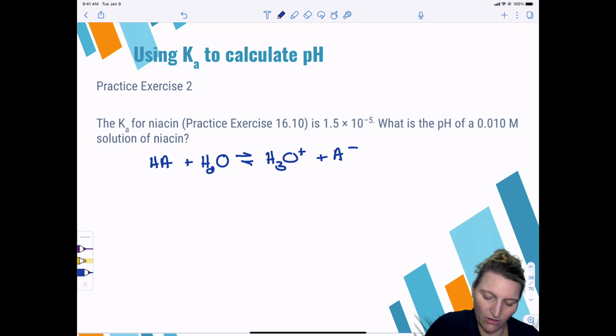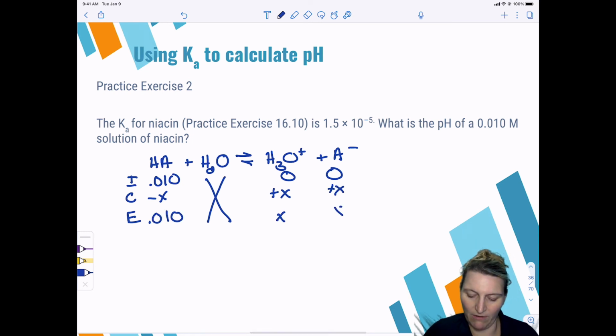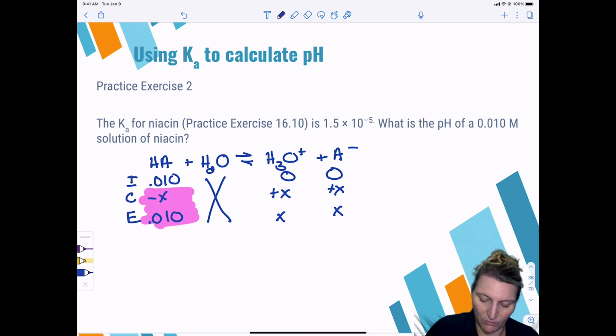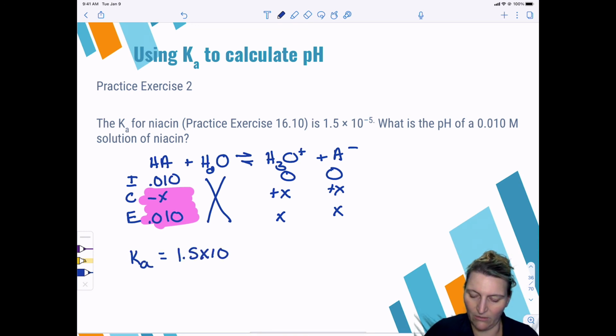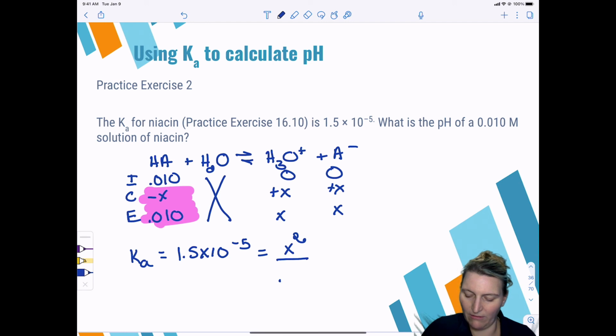What are my initial concentrations? Well, I don't care about the water. This is 0.010, and these guys are 0. This guy goes down by some amount x. These guys go up by some amount x. Again, from now on, that minus x, this part right here, is negligible. I don't even need to worry about it. Now it's pretty straightforward. Ka, which is 1.5 times 10 to the negative 5, is equal to products over reactants, coefficients become exponents. X times x is x squared, over 0.010, right?